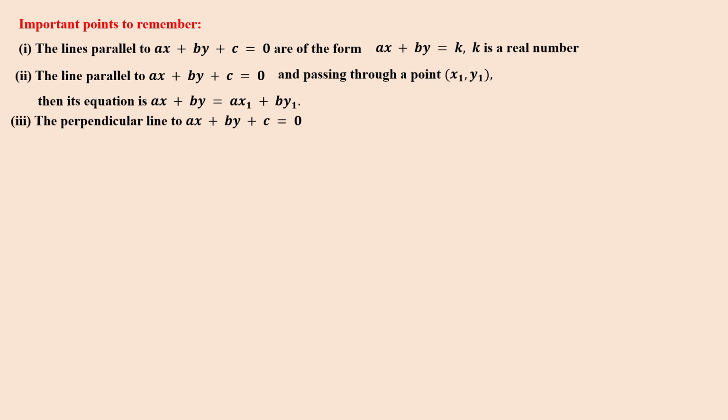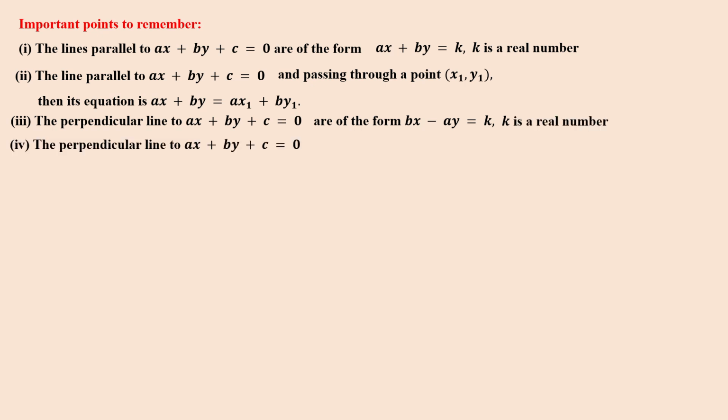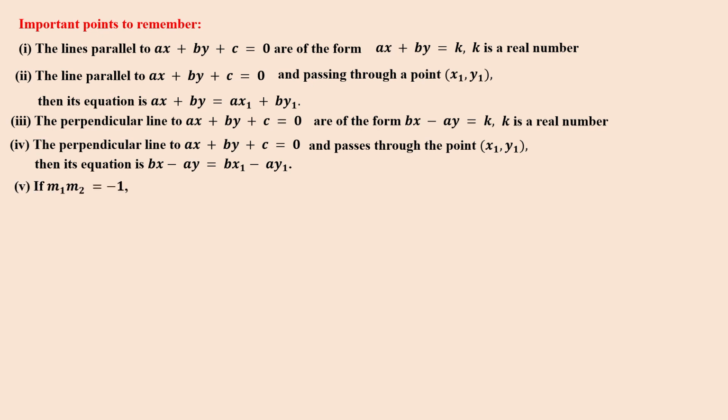Then the lines perpendicular to ax plus by plus c equal to 0 are of the form bx minus ay equal to k. See, note that it is bx minus ay, k is a real number. The line perpendicular to ax plus by plus c equal to 0 and passing through the point (x1, y1) is given by bx minus ay is equal to bx1 minus ay1.